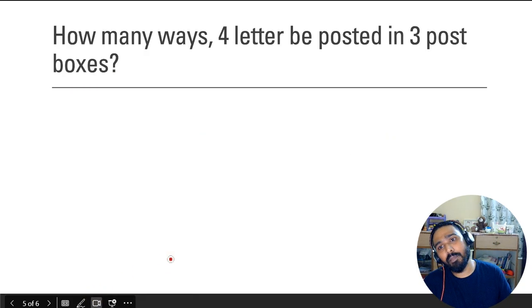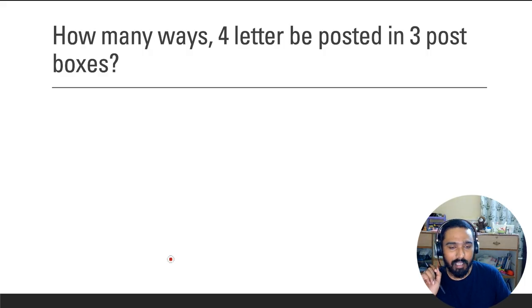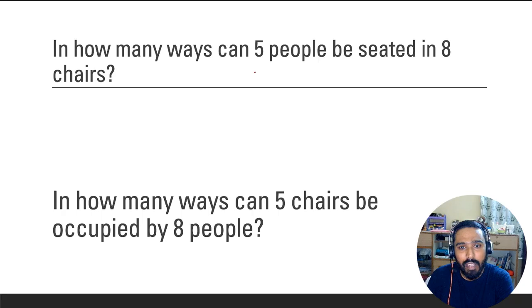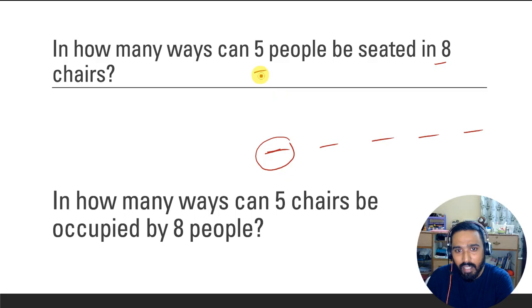How many ways can 4 letters be posted in 3 post boxes? Now students always have a lot of doubt about repetition and non-repetition, where repetition is there and where it is not. Repetitions and non-repetitions are very logical. See, in this case, when 5 people are seated in 8 chairs, one chair can occupy only one person, and one person can be seated in only one chair.